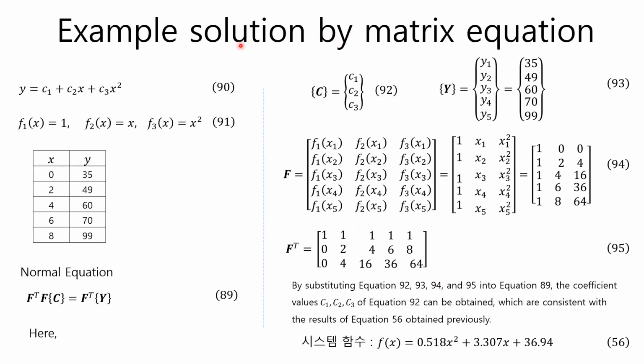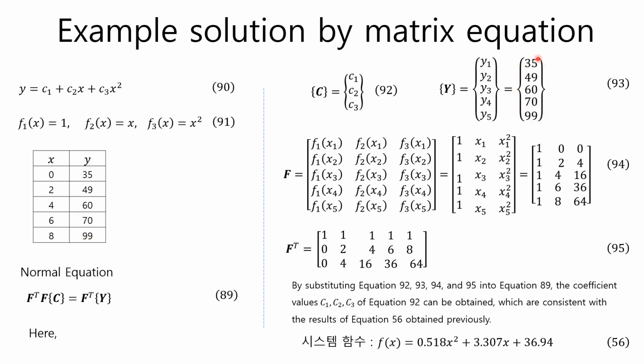Solve the same problem where the system equation we solved in the previous example is a quadratic function using the matrix equation just derived. From system function equation 90, we can find equations f1x, f2x, and f3x as shown in equation 91. Each term in matrix normal equation 89 can be calculated using the data in the table in equation 91. The coefficients we need to find are c1, c2, and c3 as shown in equation 92. The column vector y can be obtained as 93 by substituting the measurement value y from the table.